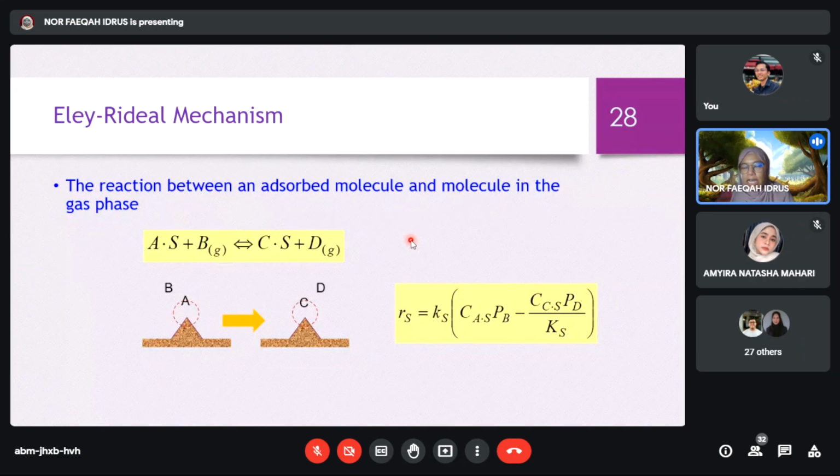Okay, therefore for Eley-Rideal, dia kena ada molekul gas yang only involved during the surface reaction. So that is how you can differentiate Eley-Rideal dengan Langmuir-Hinshelwood mechanism. Langmuir-Hinshelwood mechanism, it can be single site or dual site. Okay, so dual site tu je yang you kena tengok how to differentiate the dual site. Either it is a dual site for one adsorbed species ataupun dual site for two adsorbed species.